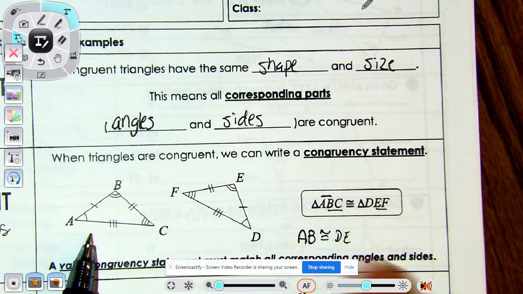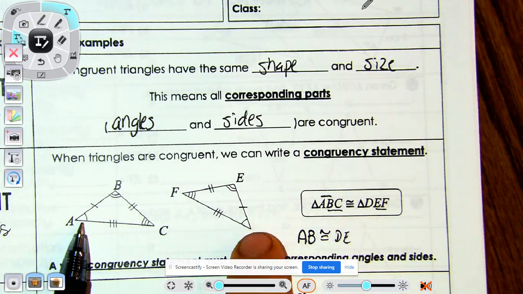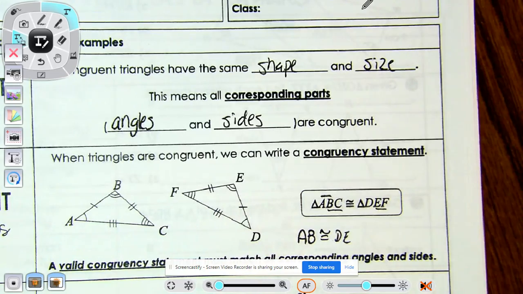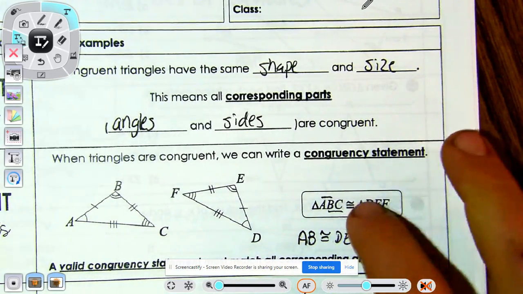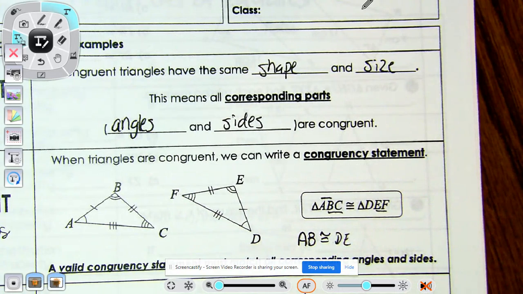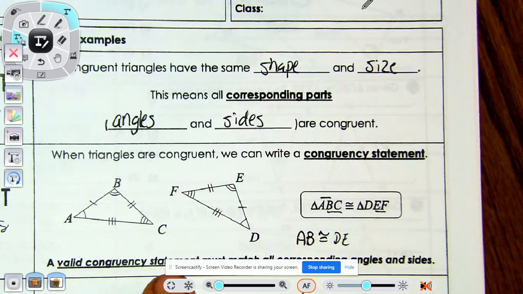So A was the first one listed. A and D matched up. B and E, and C and F. So we're going to be using this congruency statement a lot to determine what are our corresponding angles and sides. It says a valid congruency statement must match all corresponding angles and sides.